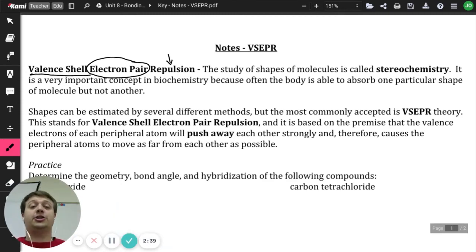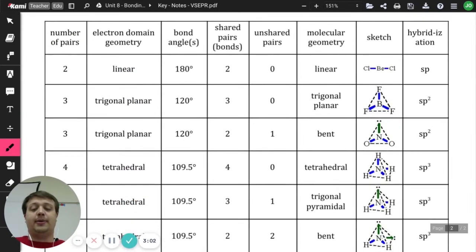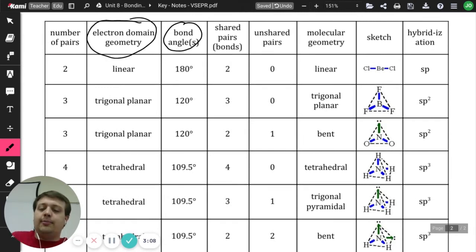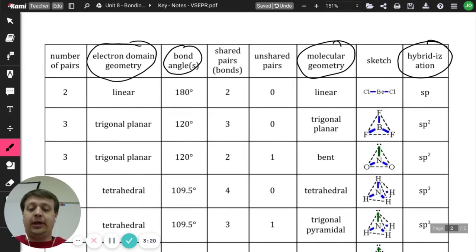So let's take a look at how we would actually use this in chemistry. So right here, it says determine the geometry, bond angle, and something we call hybridization, which I'll show you how to do in a second, of the following compounds. So geometry, bond angle, and hybridization of the following compounds. Now, here's something I will say. The geometry and bond angle can actually be found on this second page of your notes. So we've got our bond angle here. We've got our two types of geometry right there. And then you will actually see your hybridization as well. But I'm going to show you how to find hybridization when we're actually drawing the shapes. Okay.